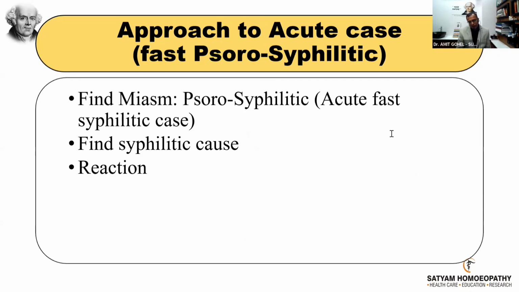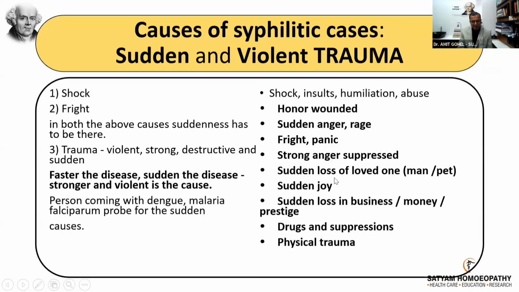So first and foremost in this case, find out the acute fast syphilitic case, miasmatic psoro-syphilitic, some syphilitic cause and the reactions. So what could be the reaction in this case? Whenever we are dealing with a psoro-syphilitic case, you have to find out some sudden violent trauma. What could be the sudden violent trauma? Sudden violent trauma can be a shock, can be a fright. In both the above causes, suddenness has to be there. Trauma, a violent, strong, destructive and sudden.